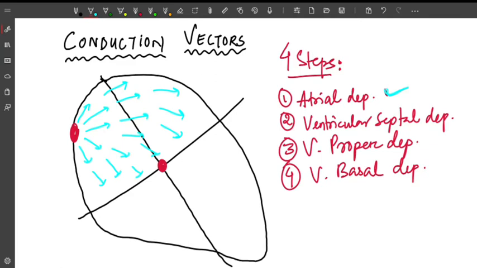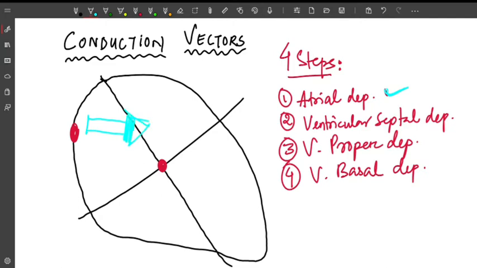So you can see overall the vectors are mostly pointing towards the left and downward direction. So you can sum all these small vectors and form a bigger vector to represent them all singly. You can just add it up and form a bigger vector which looks like this. This vector represents atrial depolarization.